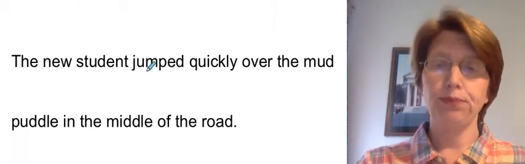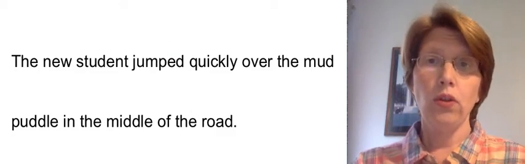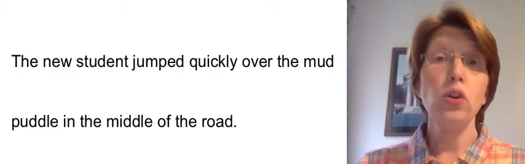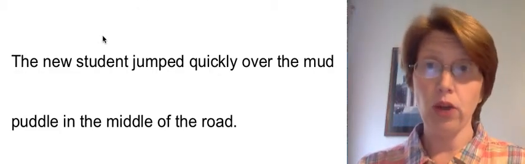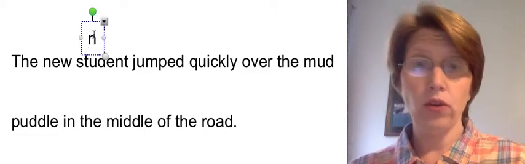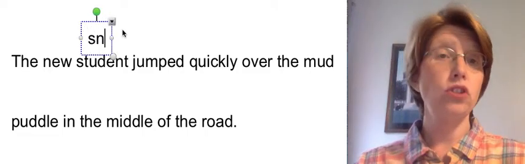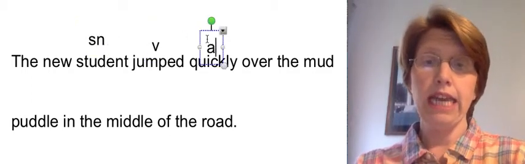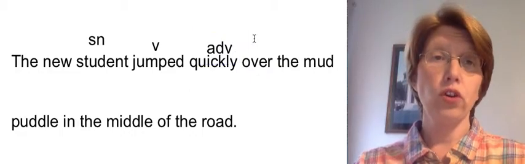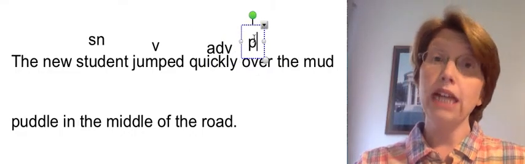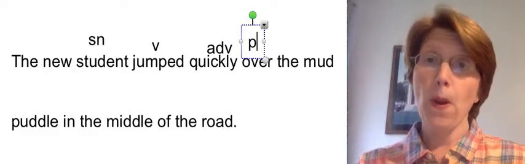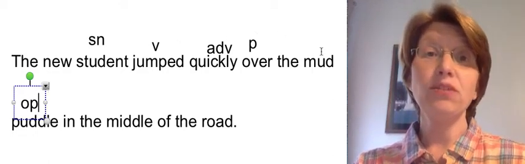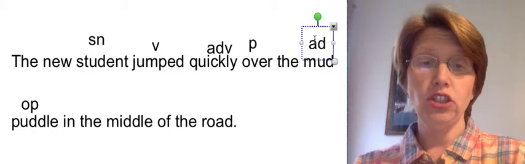Okay, this is number 3. The new student jumped quickly over the mud puddle in the middle of the road. Who jumped quickly over the mud puddle in the middle of the road? Student, subject, noun. What is being said about student? Student jumped, verb. Jumped how? Quickly, adverb. Over, preposition. Over what? Careful. Puddle, object of the preposition. What kind of puddle? Mud, adjective.